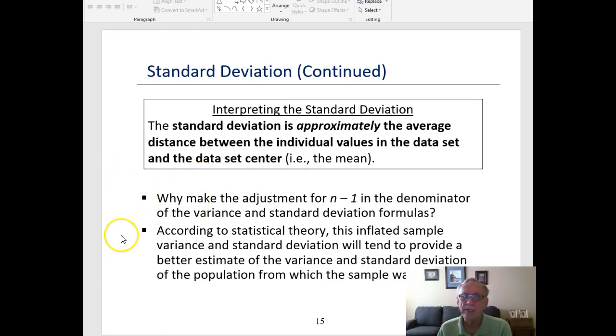Interpreting standard deviation, what is that? It's the approximate average distance between the individual values in the data set and the data center.